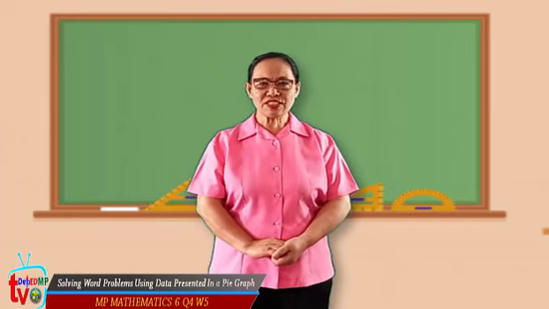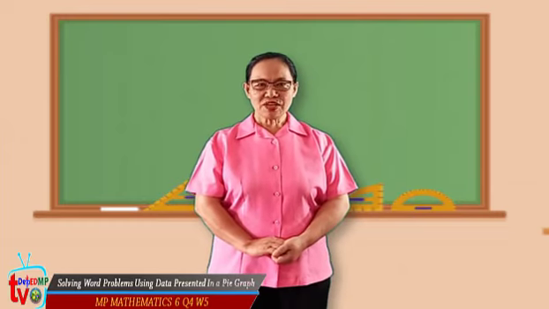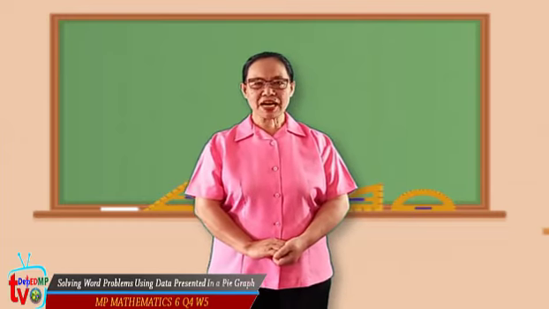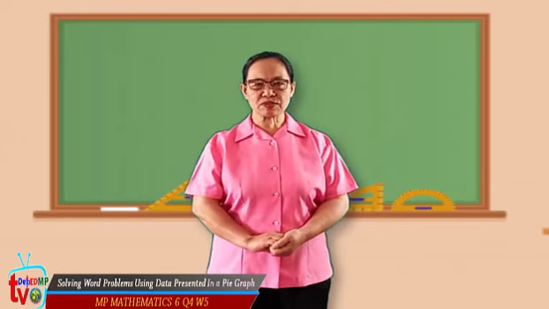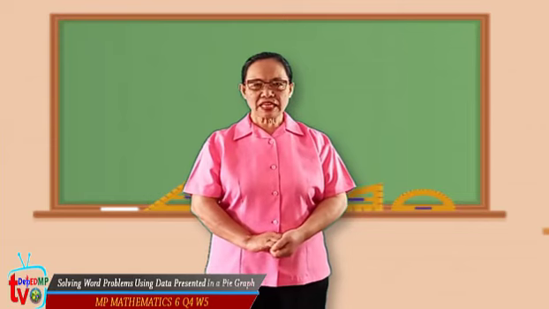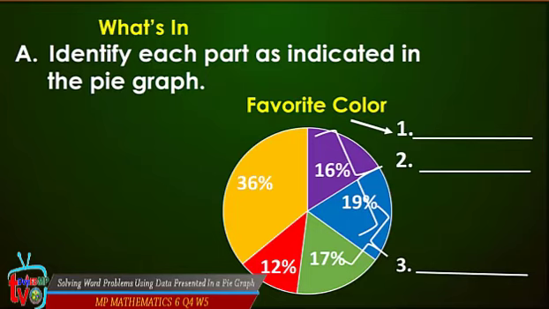In this lesson, we learn more about pie graph. In the past lesson, you have learned the different parts of a pie graph. You also have learned how to change percent to decimal. Let us recall. Activity A. Identify each part as indicated in the pie graph.